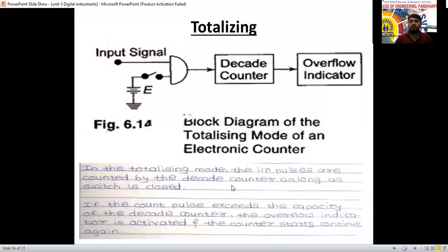In the totalizing mode, the input pulses are counted by the decade counter. However many input pulses we give, it is going to count them as long as the switch is closed. If the count exceeds the capacity of the counter, the overflow indicator is activated and the counter continues again. It indicates the overflow, stops, and continues for the next cycle.